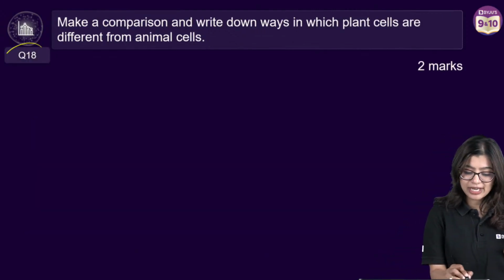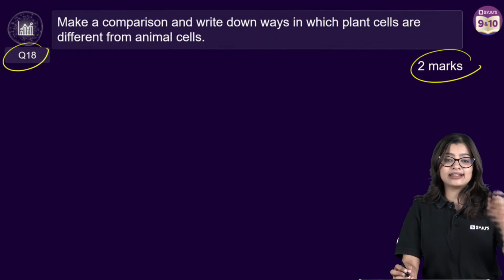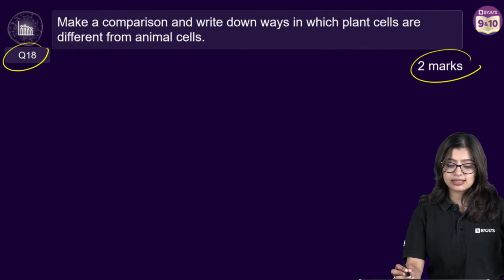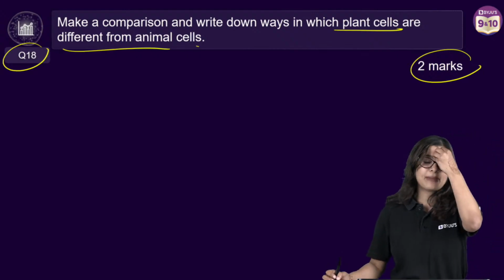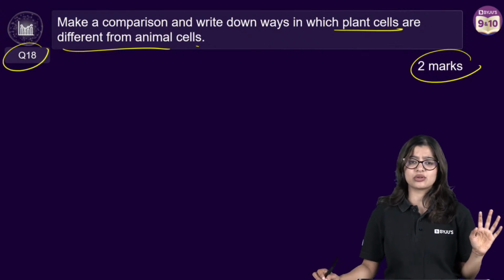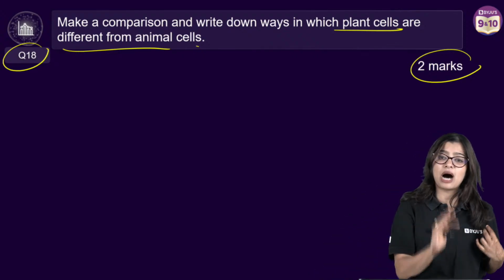Now let's move on to question number 8. Students, this is a 2-mark question, and this is very commonly asked. Differentiate between plant cells and animal cells. From 8th standard you have this question. If you had the cell chapter in 8th grade also, this is a question that we are bound to get.